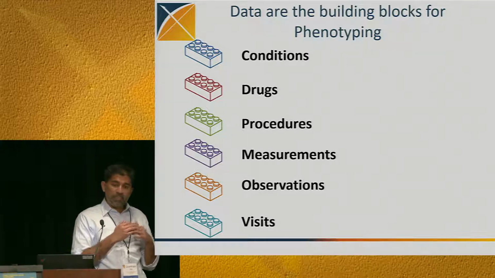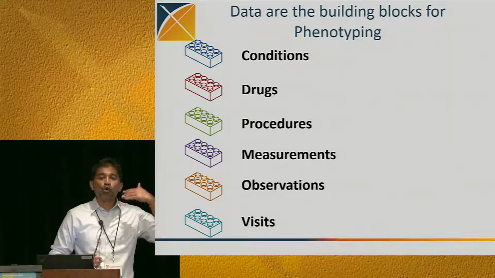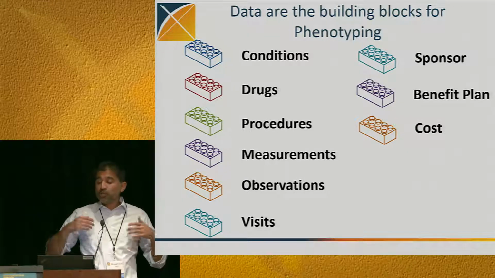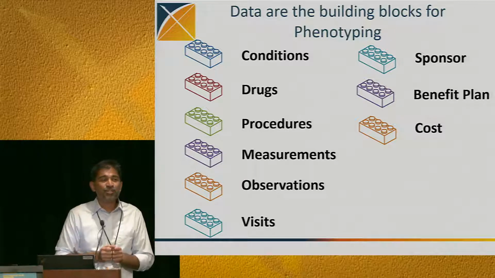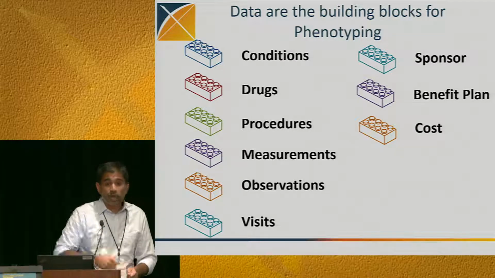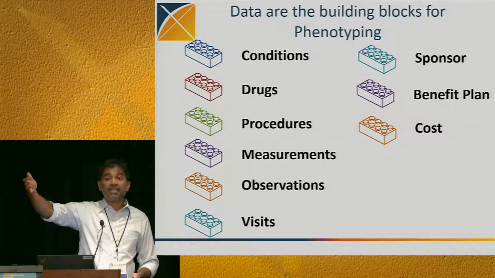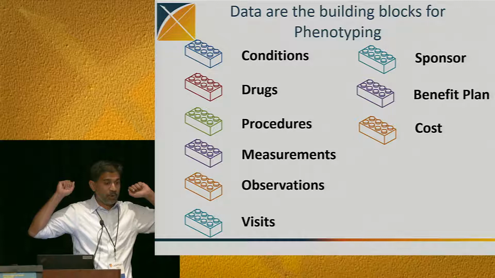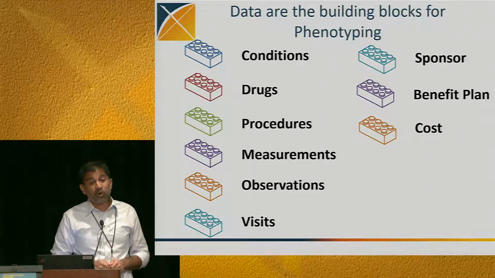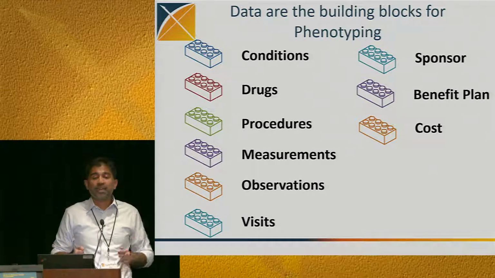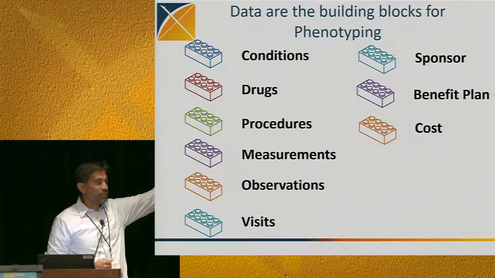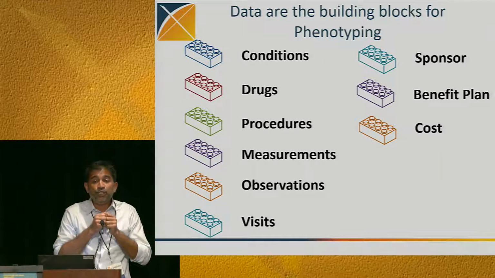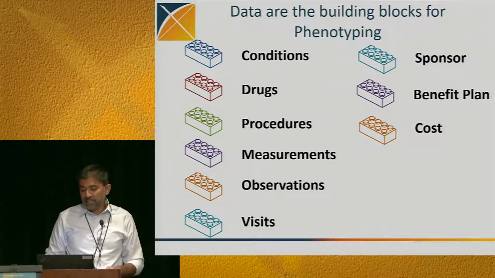Now, in OMOP-CDM version 6, you have more domains that you can query to build cohorts. If you're doing health economic analysis, you have access to the sponsor data source. So who is sponsoring the health benefit? Or if you're doing value-based care analysis, you may want to know one benefit design versus another benefit design. Is there a difference? You may want to build cohorts out of those. Or maybe you want to build cohorts based on cost categories, to compare people whose healthcare cost has been more than $100,000. All of these are new domains that are available in OMOP-CDM 6.